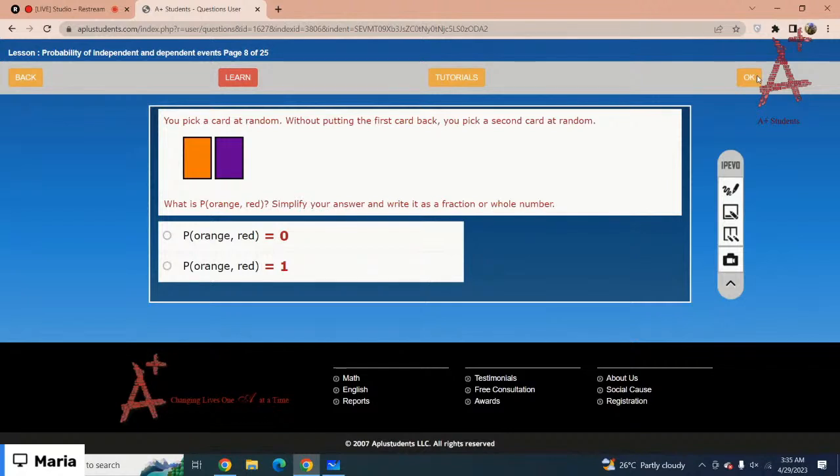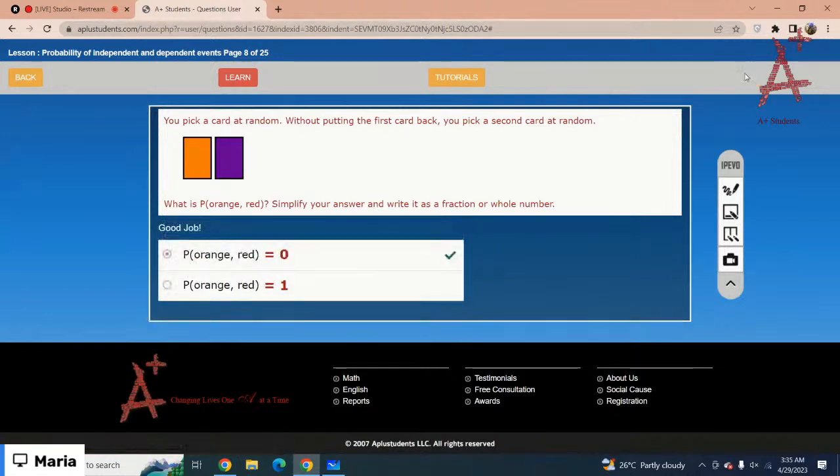You pick a card at random without putting the card back. You pick a second card at random. What is the probability of orange and what is the probability of red? You don't have any red card here, so the probability for red is 0. That means the probability of orange and red is 0 because 0 times any number is 0. So it would be 0.